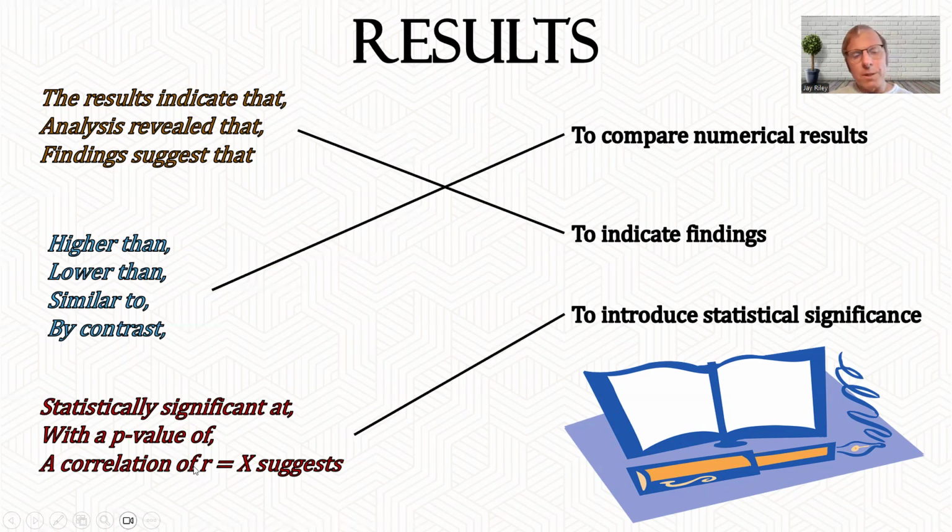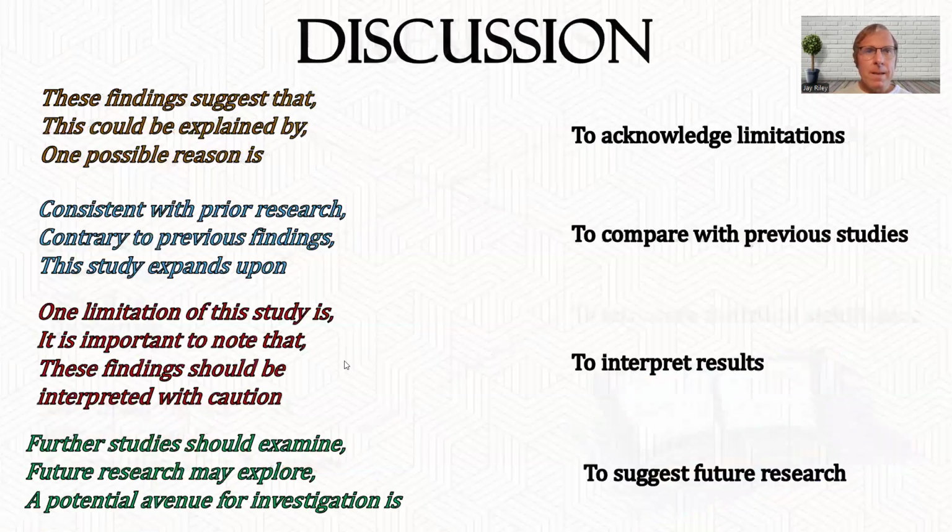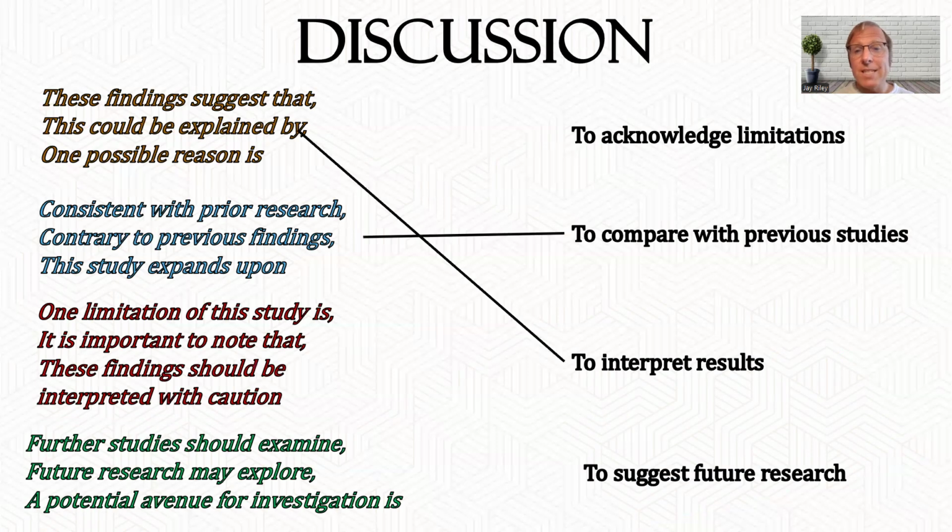Here, the correlation, we're really talking about the results of a correlation test, a Pearson's test, where we're not really talking about statistical significance with that. In our discussion, these findings suggest that this could be explained by one possible reason is this to acknowledge limitations, compare with the previous study, interpret results, or to suggest future research? This is to interpret results.